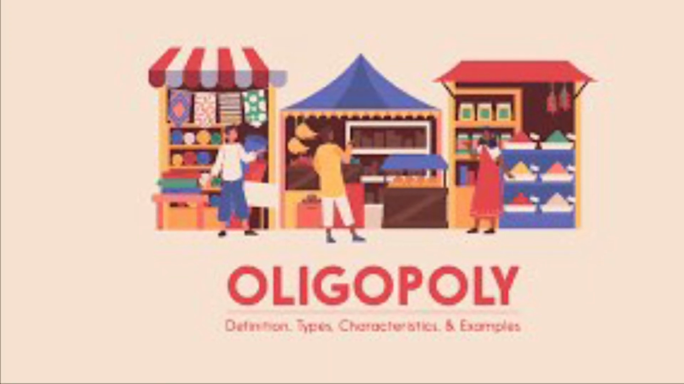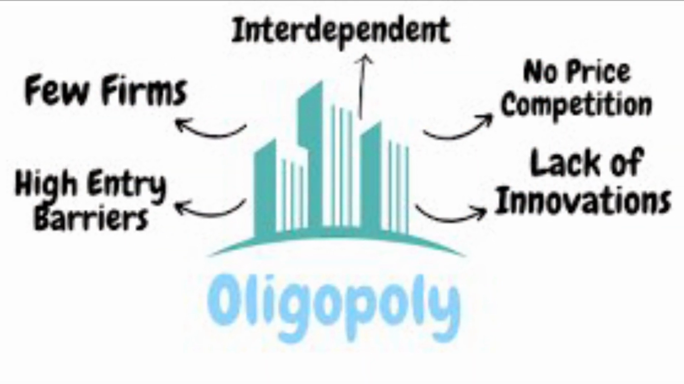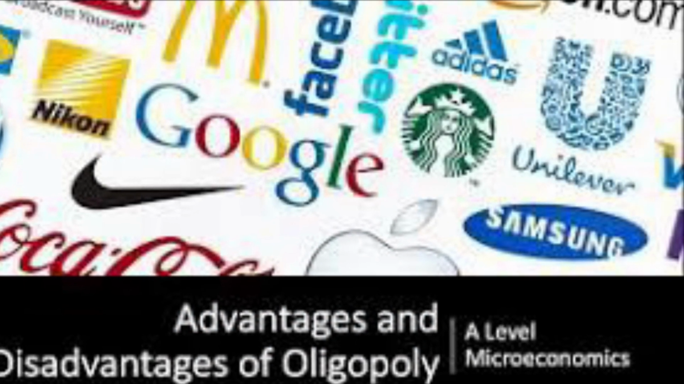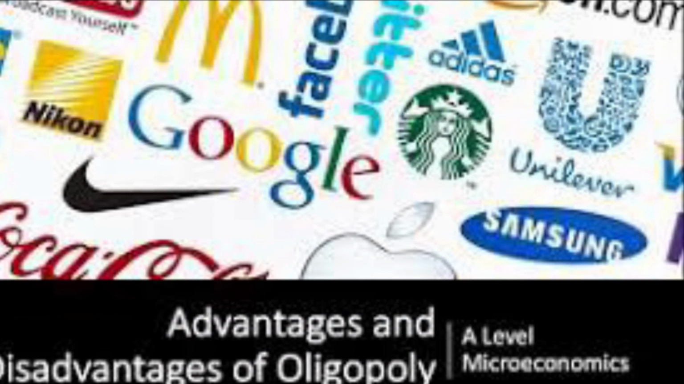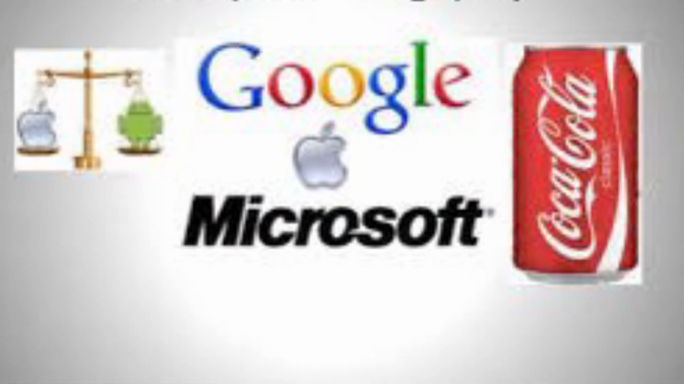Interdependence in an oligopoly means the oligopolistic firms are highly interdependent, that the decisions made by one firm have a significant impact on the profits and market share of other firms in the industry. This interdependence creates a complex strategic environment where firms must carefully consider the potential reactions of their rivals.